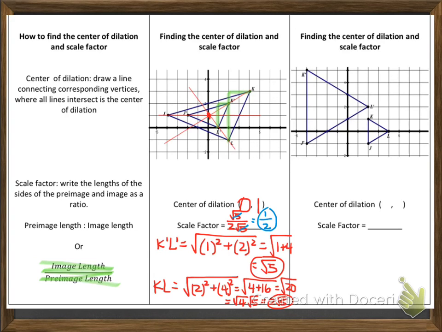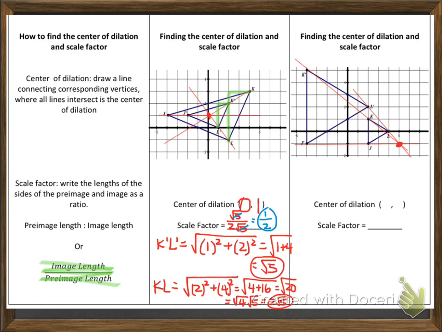So just like we figured out in the last part of the notes, if something's enlarging, the scale factor will be greater than 1. If it's shrinking, it's going to be less than 1. So greater than 1 and less than 1, and that's what we have here. Our shape has gotten smaller, so we have a fraction scale factor.